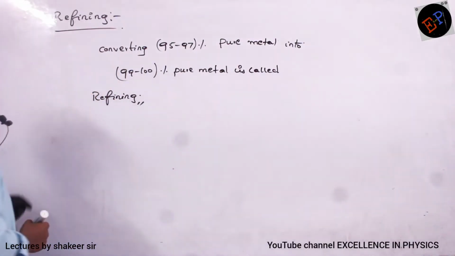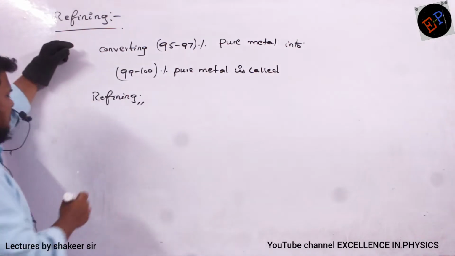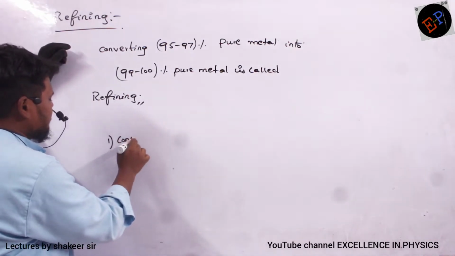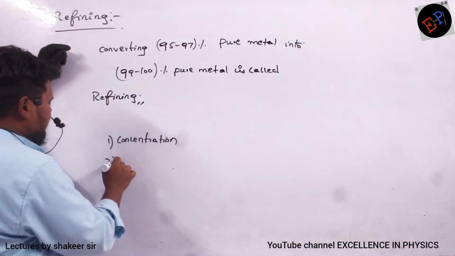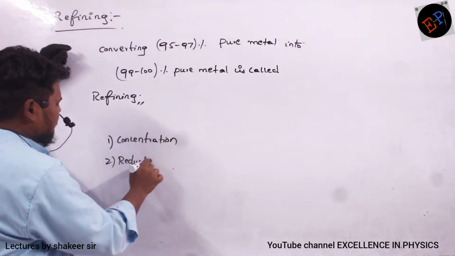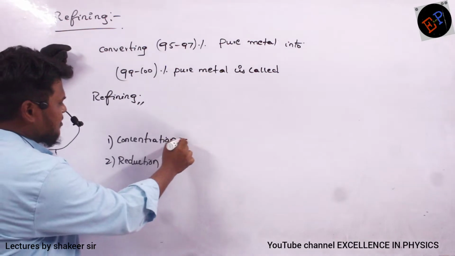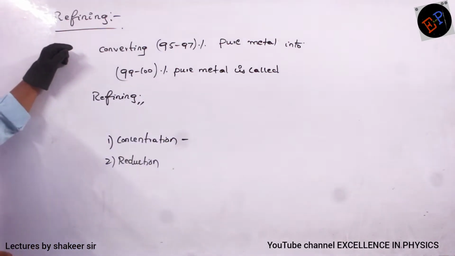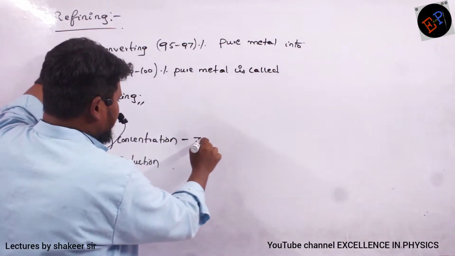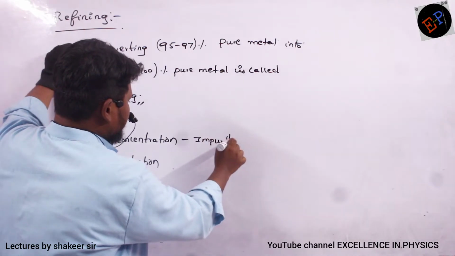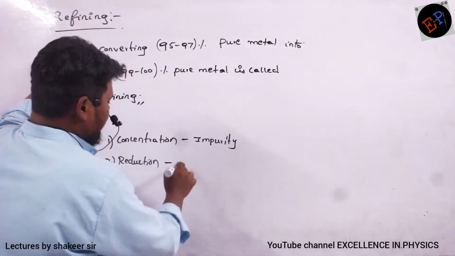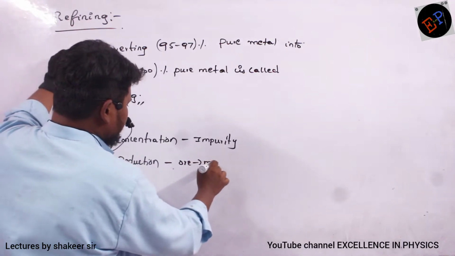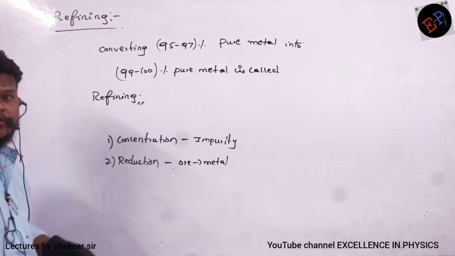So previously we studied two processes. First one is we have studied about concentration of ore. Then we have studied about reduction of ore. So what is meant by concentration? Concentration means removing the impurity. This is called as concentration. Reduction means converting ore into metal. This process is called as reduction. So these two processes we have studied previously.